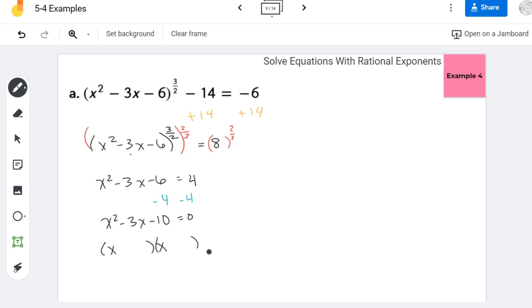So here I'm setting up my double bubbles. My minus falls down. To get a negative 10, I need opposite signs. What multiplies to make 10 that subtracts to make 3? That's 5 and 2. And if I set each set of parentheses equal to 0, my answers that I need to check are 5 and negative 2.